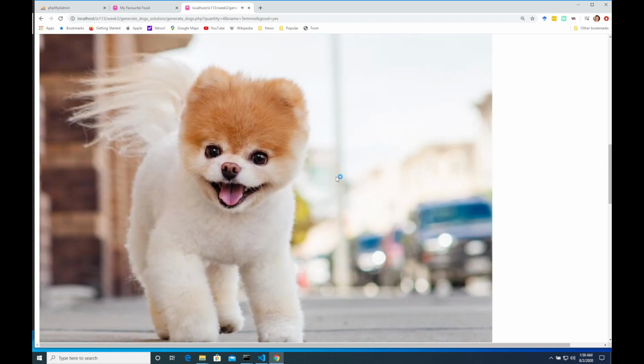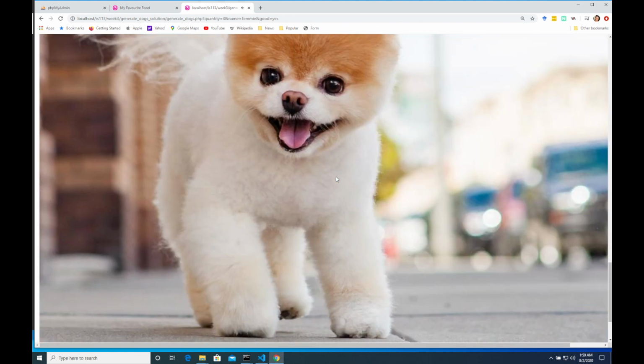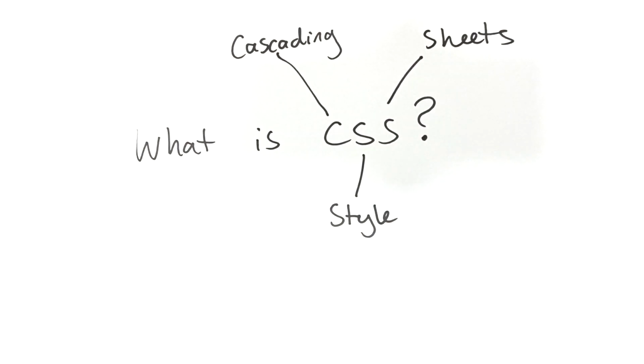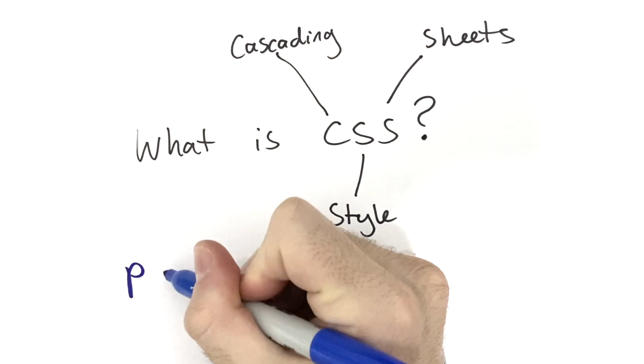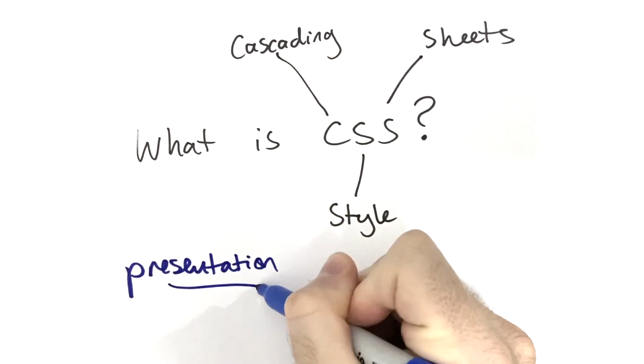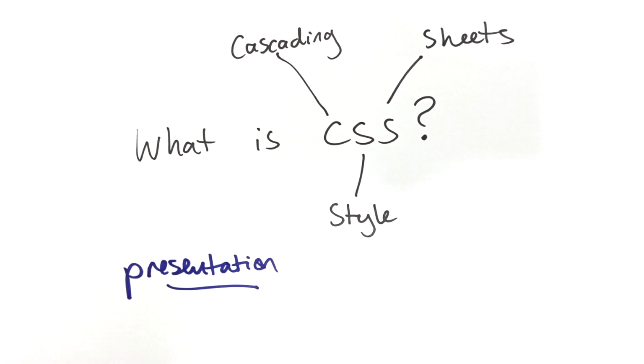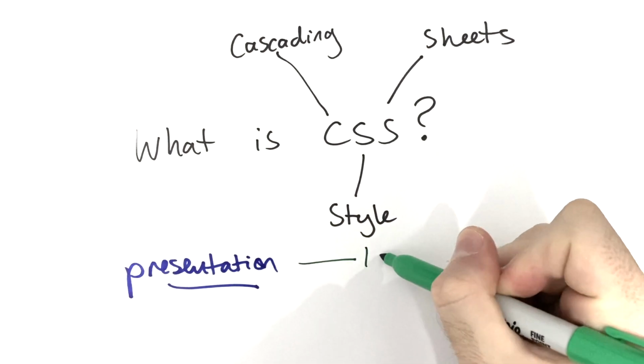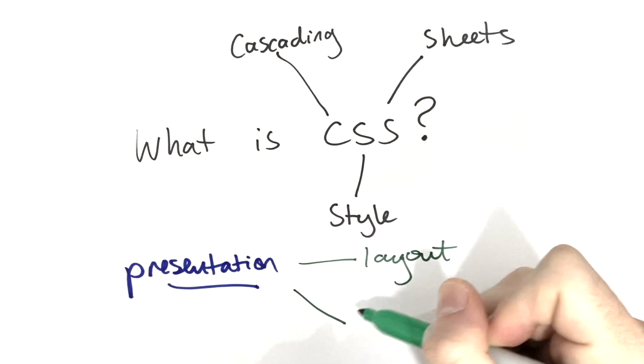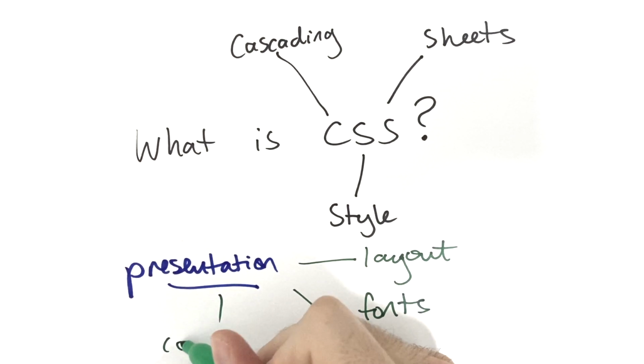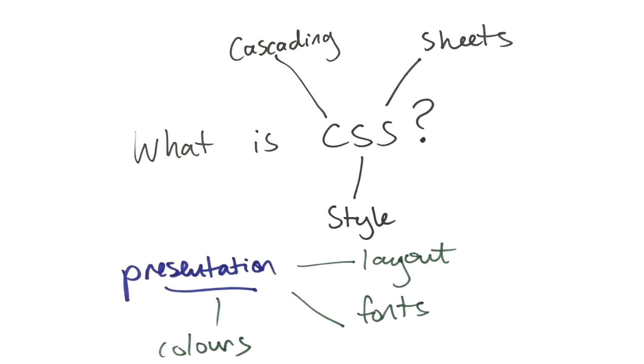So if HTML is used to describe how your content should be structured, then CSS is used to describe how it should be presented. This means it is used to describe matters of style, so things like the layout of the page, or the font size, or the colors that you want to use. So let us have a look at a little example.